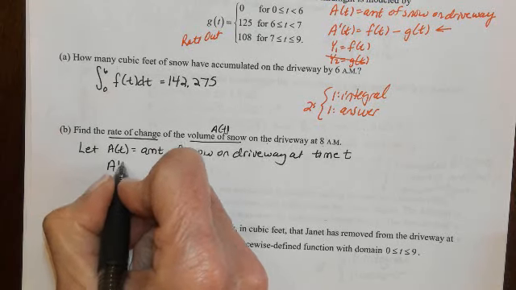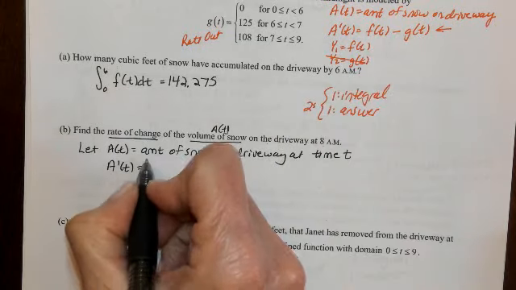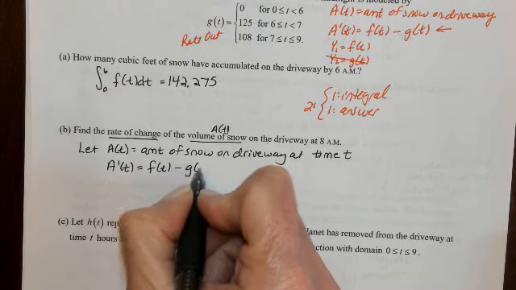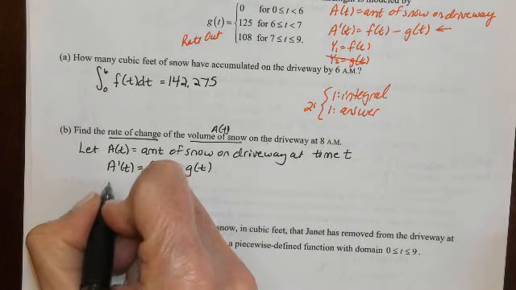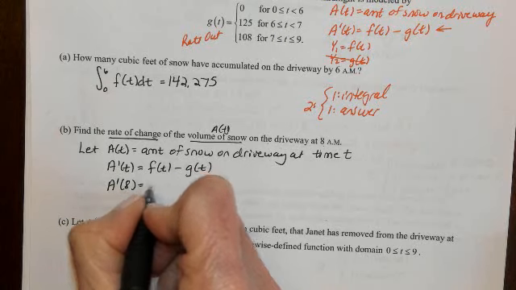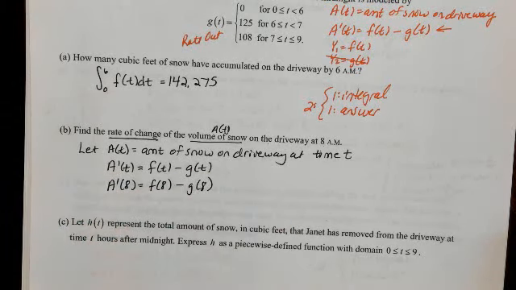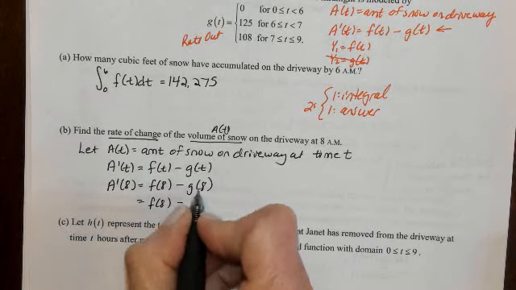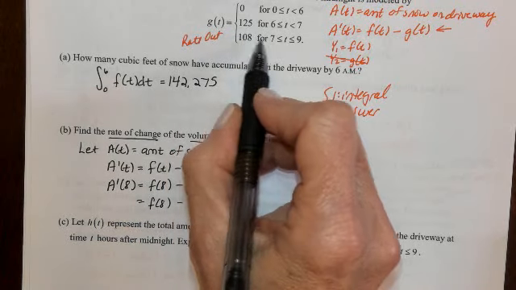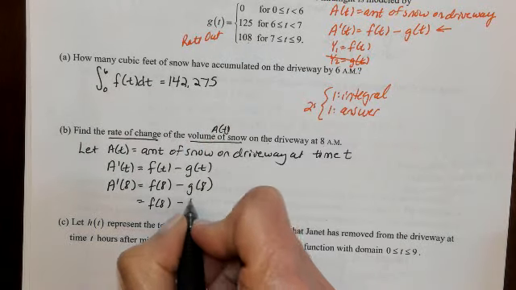Now let A of t be that. Then the rate of change, A prime of t, is my f of t, rate in, minus my rate out. So at 8 a.m., A prime of 8 will be f of 8 minus g of 8. Well, f of 8, I can stick in my calculator and get a number for. G of 8, I would use the 108 because 8 is between 7 and 9, so g of 8 is 108.